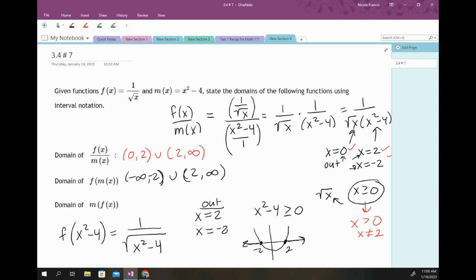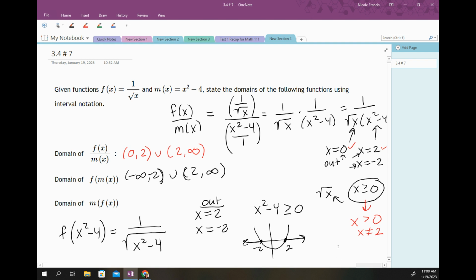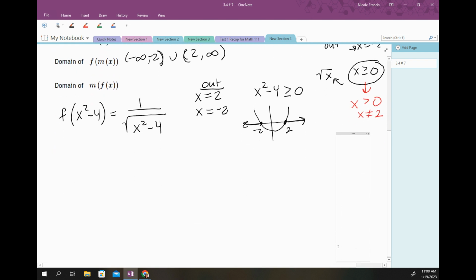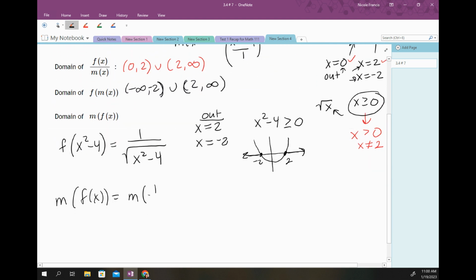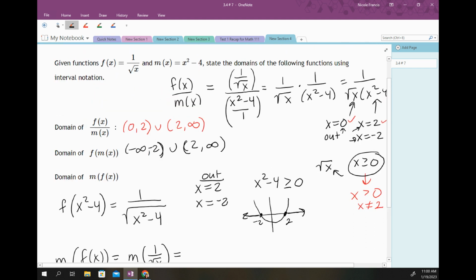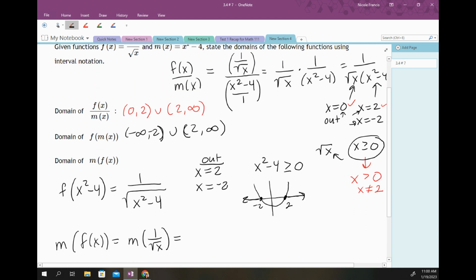And the final problem: m of f of x. First, we need to find m of f of x. That's m of 1 over root x. Everywhere I see an x, I can now put 1 over root x, so that's 1 over root x, squared, minus 4.